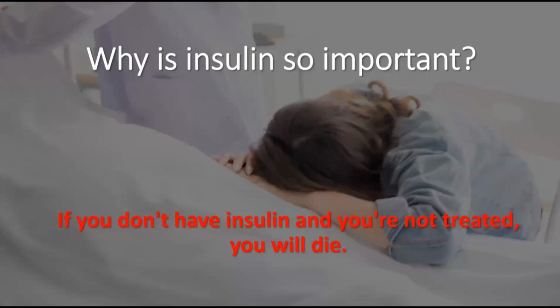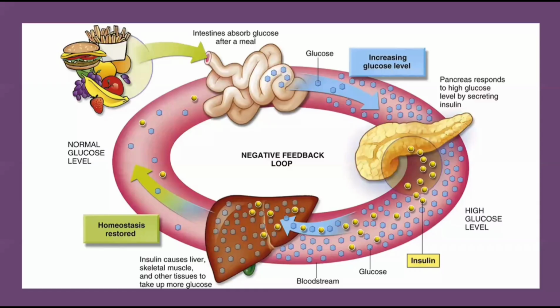Why is insulin so important? If you don't have insulin and you're not treated, you will die. So insulin is really critical. So let's say you are a young, healthy person without diabetes and you eat a meal. The food from that meal gets broken down and raises the blood sugar. In order to control the glucose level, the pancreas gland is stimulated to release its insulin. Insulin binds to a receptor on a cell to allow glucose in.